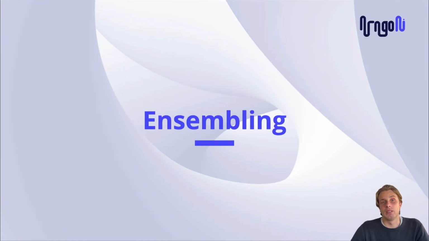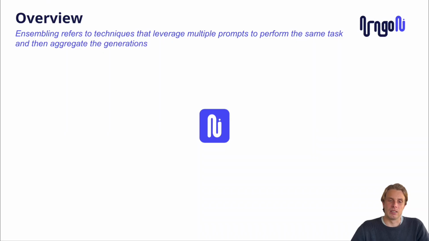Okay, the next category that we'll be speaking about today is ensembling. This is a family of techniques where the goal is to use multiple prompts, get multiple generations, and then via some mechanism, aggregate these generations to get a final answer. Ensembling actually is a technique that's very popular in more traditional machine learning, especially in competitive machine learning. It's often associated with getting the best possible performance out of a series of techniques.